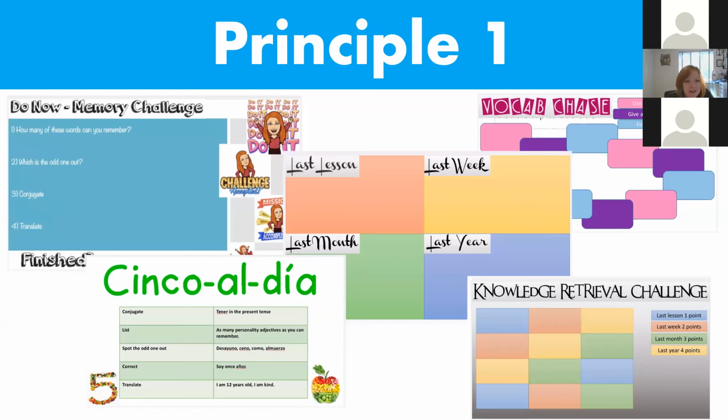So the aim here is not to assess students, but to help their long-term memory. So avoid that temptation of trying to kill two birds with one stone. It's not going to have the desired effect.